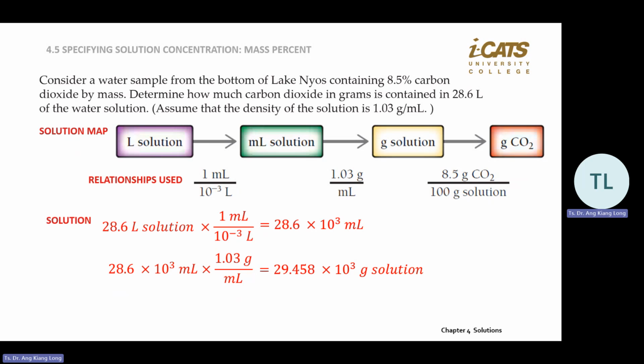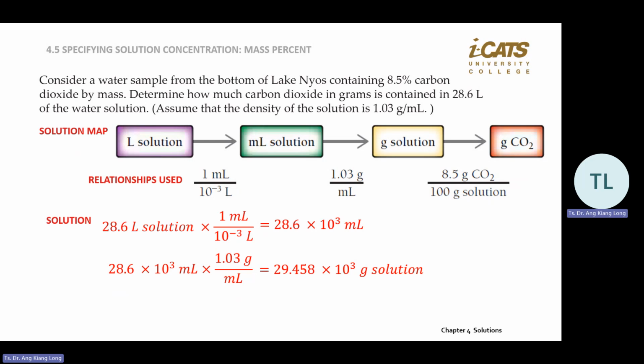This is another form of answer that you can use, but the final answer is still the same. You need to show me how you get the correct unit. You need to cancel the liter in your answer. If you press the calculator, you still get 29.458 times 10 power 3 gram of H2O. So this is the expected answer in your test if this one comes out.